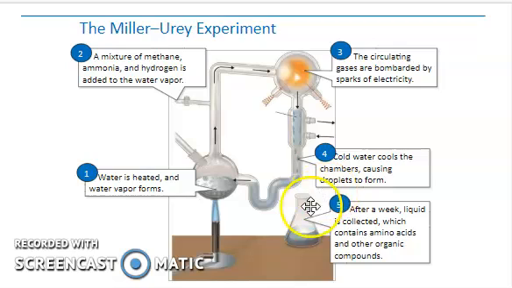After a week, the liquid was collected, and it was found to contain amino acids and other organic compounds that weren't originally there, right? So heating it, exposing it to electricity, cooling it, condensing it, just by doing that, they were able to form amino acids, right, which is the basis of life.